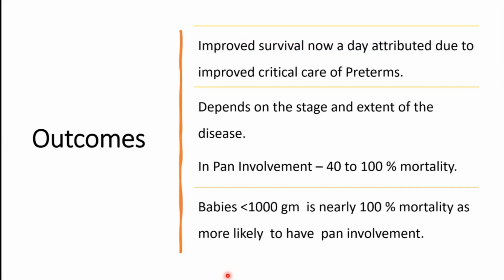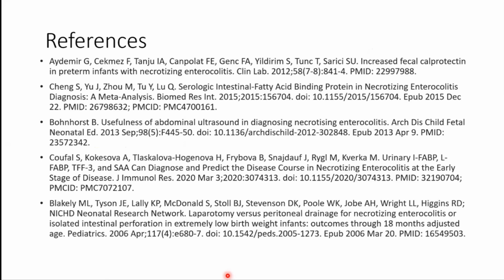Outcome has improved as critical care has improved, and it depends upon the stage and extent of the disease. With pan involvement, the outcome is poor. Babies who are less than 1,000 grams have nearly 100% mortality, because more likely they have pan involvement of the bowel. Good. This is the Radiopaedia app. You can check it for findings like X-rays. I think most of us use that.